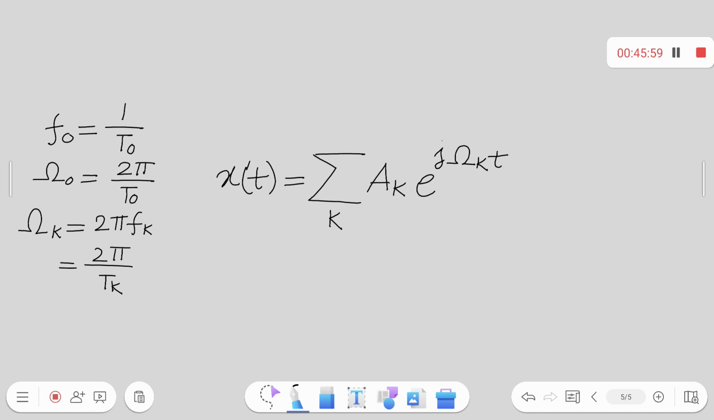So this omega k t can be represented as k times omega naught. So instead of writing this simply as e to the power j omega k t, what I am referring to is a k e to the power j k omega naught t.